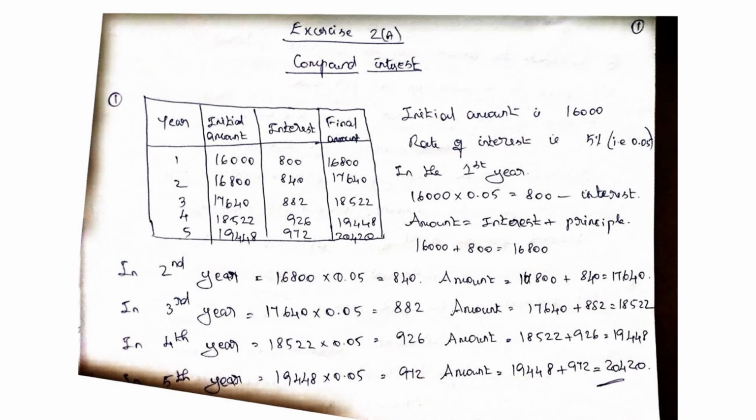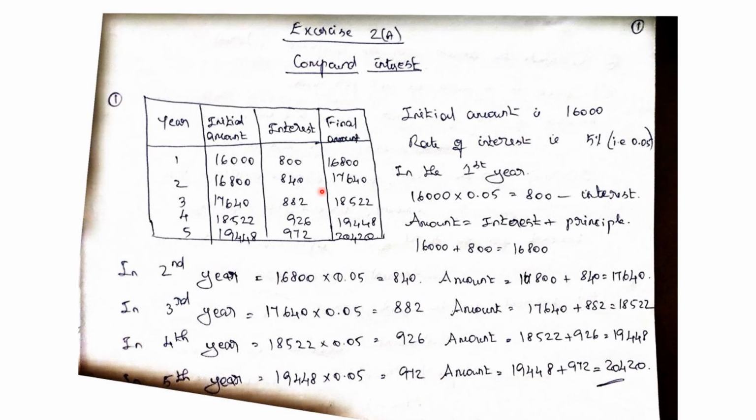Now we are going to see the second chapter, that is compound interest. The exercise number is 2A. The first sum is: rupees 16,000 is invested at 5% compound interest compounded per annum. We need to fill up the dashes. Here they have given initial amount, interest, final amount.